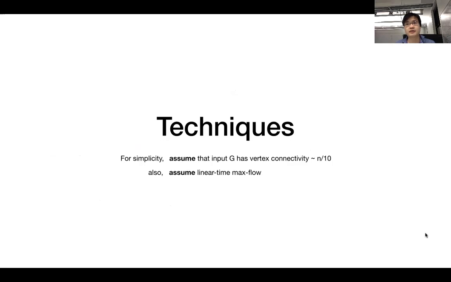Now I want to tell you more about the techniques that we have. For simplicity, let's assume that the input graph G has very high connectivity. This is because for small connectivity we know how to do it in sub mn. So let's focus on the very high connectivity, and also assume for illustration here that there is a linear time max flow algorithm, and I'm going to show you how to compute vertex connectivity in near linear time.